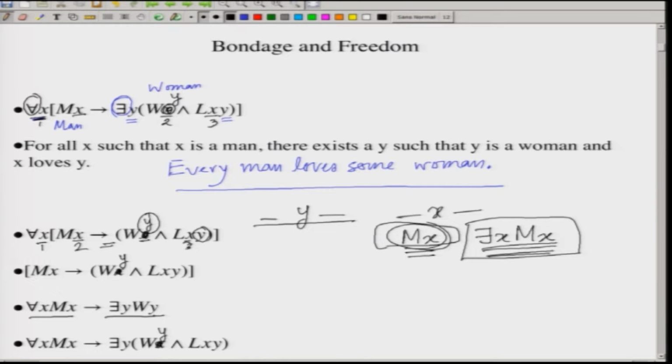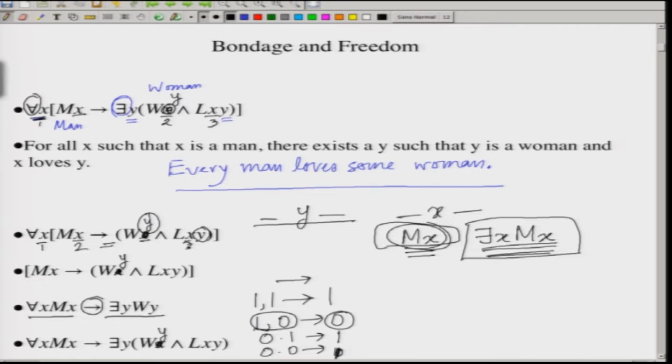This means that if everything is a man, then there exists some woman. It is definitely a true statement, very strangely in the framework of logic. This is a true statement because it is vacuously true. Why? Because what is the truth condition for if-then? It is basically 1 1 1, 1 0 0, 0 1 1, once again 1 and 0 0 1. So, there is only one case of falsity, that is 1 0.